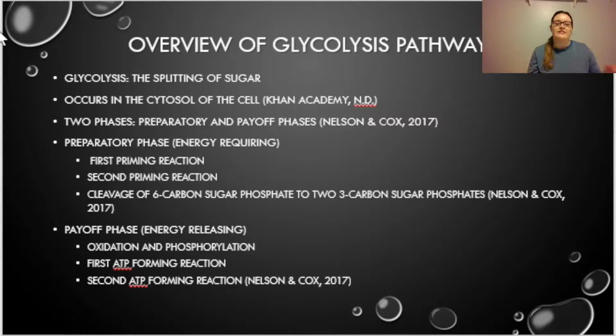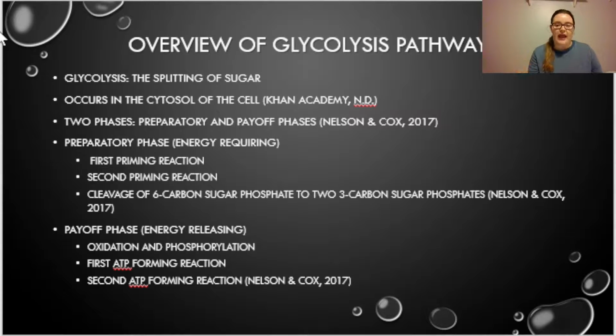And glycolysis is the very first step of cellular respiration where we are making ATP for energy. And it's going to occur in the cytosol of the cell. And it actually comes about with 2 phases. It has a preparatory phase and it has a payoff phase. The preparatory phase is what happens first, and this is the energy requiring steps. We need an input of energy for these steps to occur. There's the first priming reaction, there's a second priming reaction, and then there's the cleavage of a 6-carbon sugar phosphate to 2 3-carbon sugar phosphates.